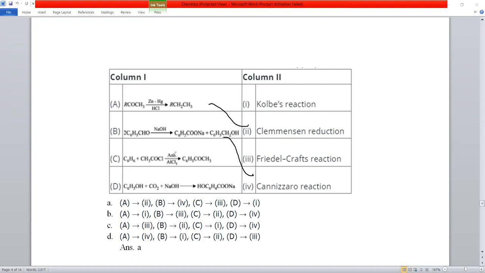The next reaction is anhydrous AlCl3 in the presence of acetyl chloride treated with benzene. So this is the Friedel-Crafts reaction. And the one we just discussed with this one is the Kolbe reaction. Option A is correctly matched.